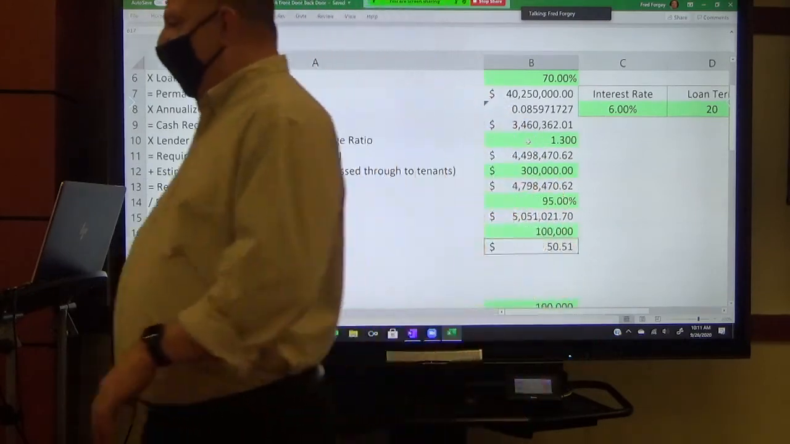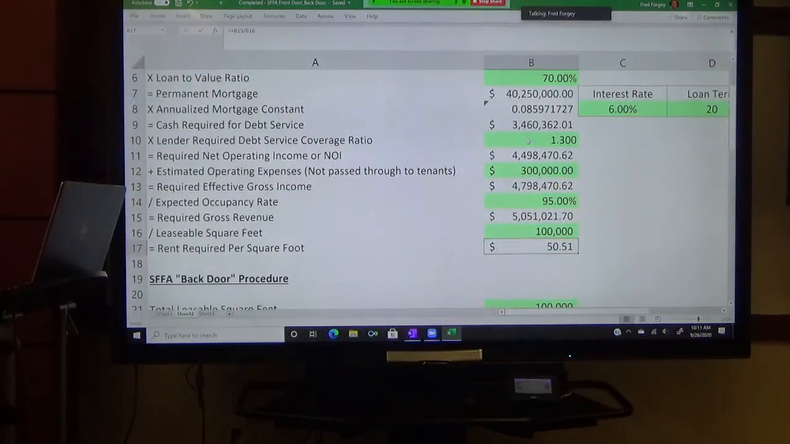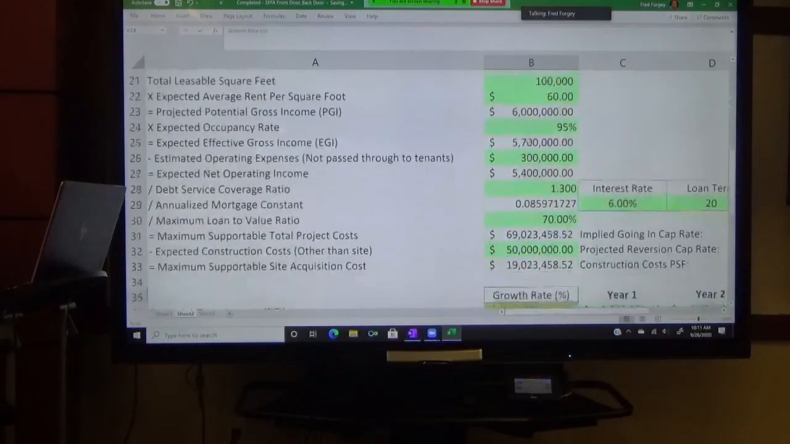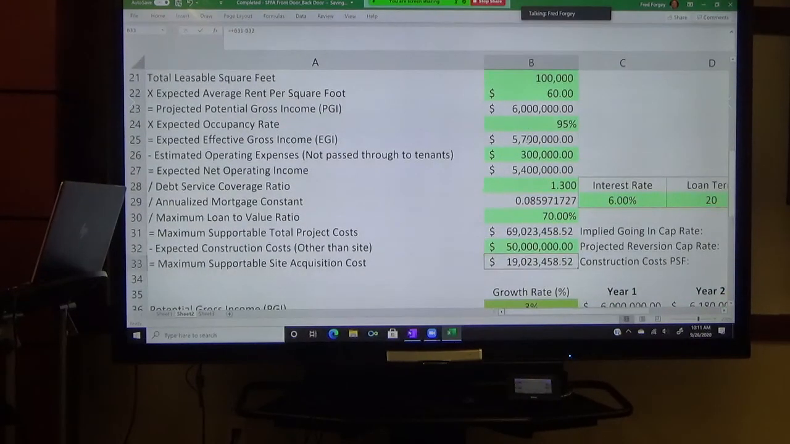Okay? What we could actually do is use the model below to say, well, what if we're able to get $60? That's the only variable we change. Then what that translates into is, instead of only being able to spend $7.5 million on the land, now all of a sudden we can spend up to $19 million on the land, just by getting that extra $10 a square foot in rent. Does that make sense? Yes.